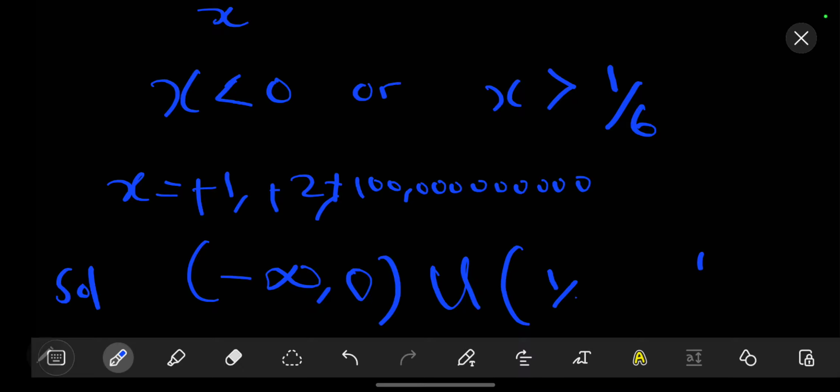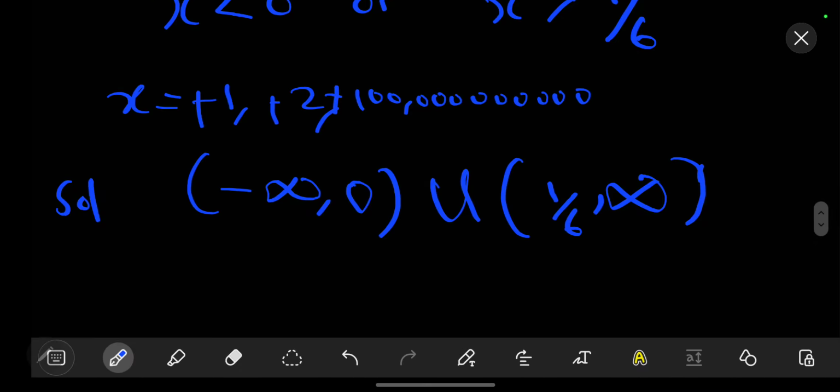So we are going to write 1 over 6. Remember, 1 over 6 is not included. We use the open circle, comma, we have positive infinity like that. So this is how we show the solution set for that one. Let's look at our next problem.